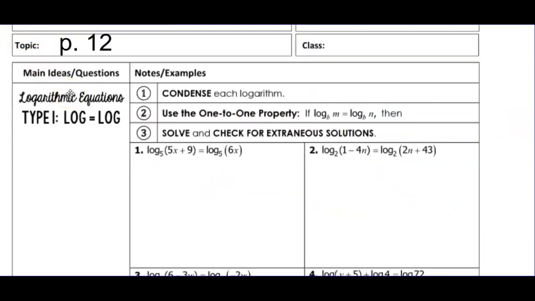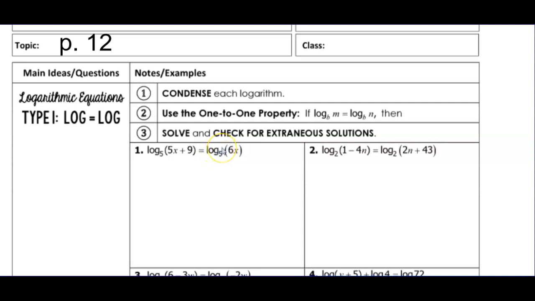All right, so let's work on some log equations. We'll go through a few of these and try to get it so that you can do some on your own. There are some steps listed here. In the first type, what we're seeing is when a log equals a log. In order to get it to be a log equals a log, we have to do our condensing fully.